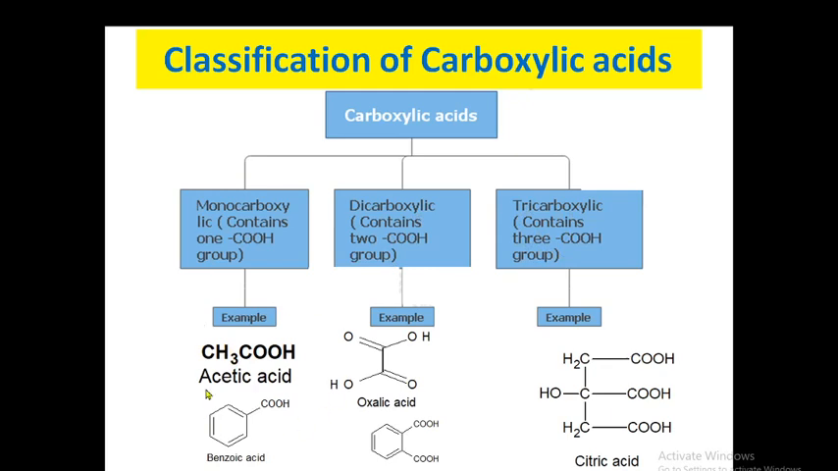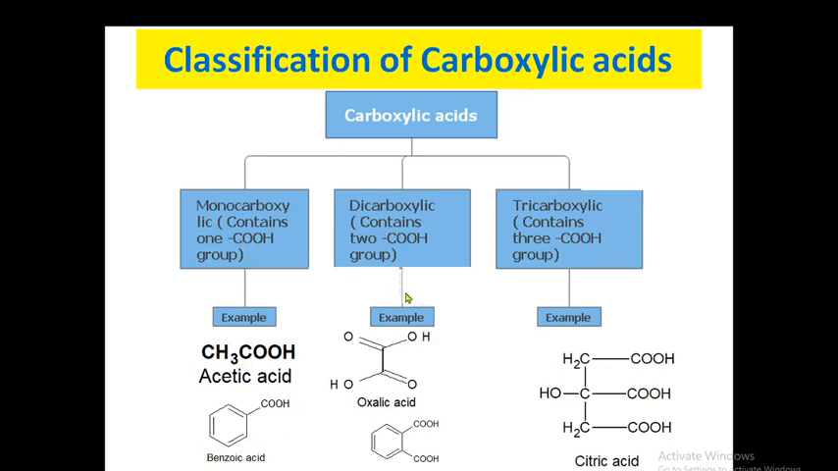So these are some examples of the respective carboxylic acids. Your acetic acid, if you see here, only one COOH group is present. So this is the example of an aliphatic carboxylic acid, and the other is benzoic acid. It is the example of an aromatic carboxylic acid.